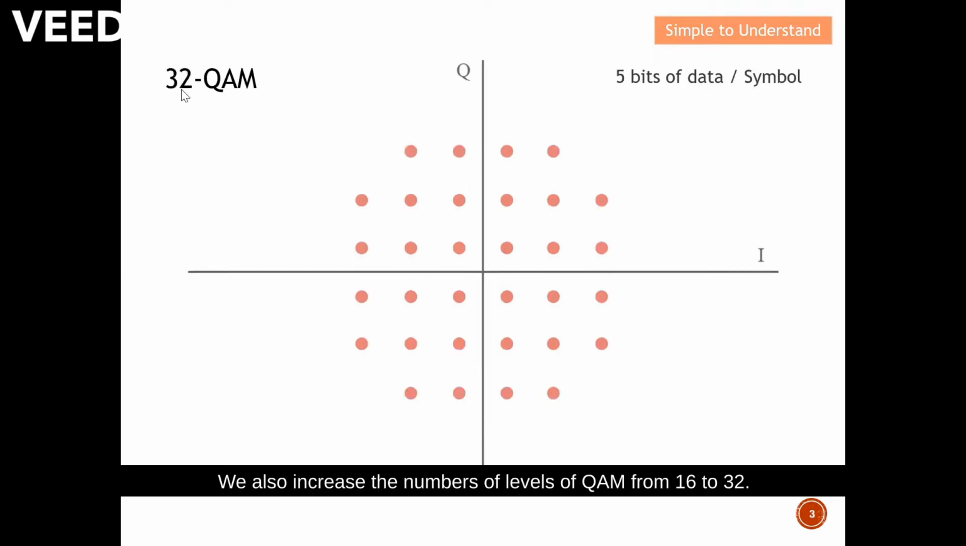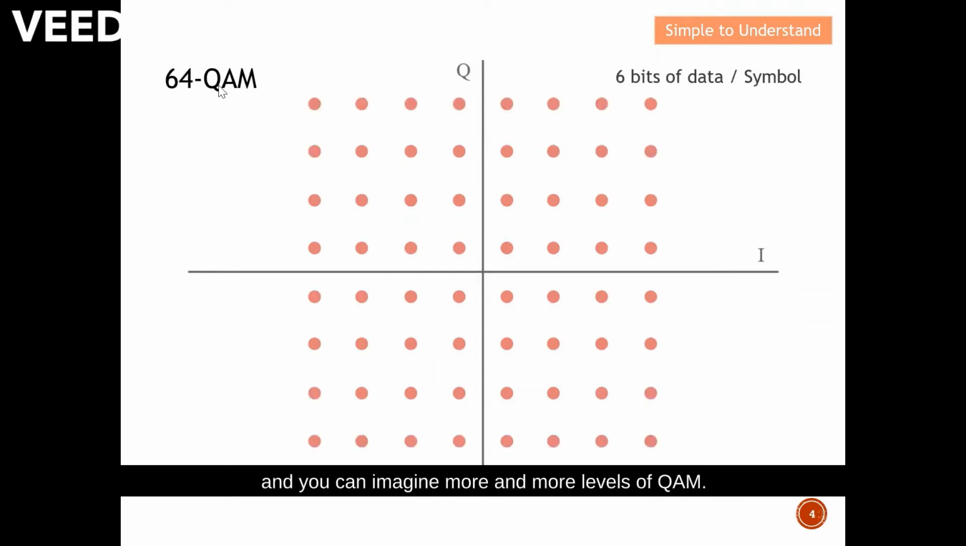We can also increase the number of levels of QAM from 16 to 32. From here, the same rules apply. At any point of time, one of the dots will light up. So with this, 5 bits of data per symbol are transmitted. And you can imagine more and more levels of QAM.